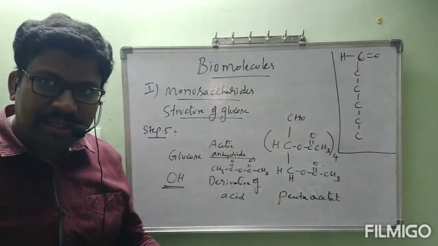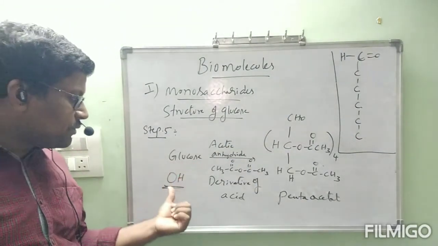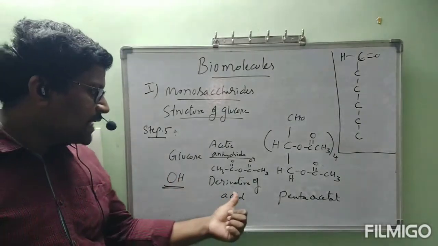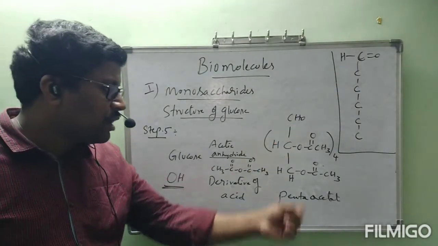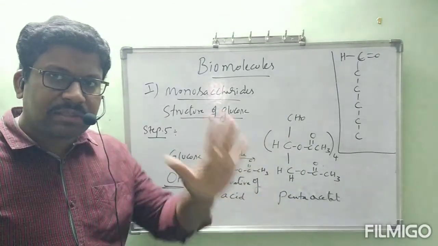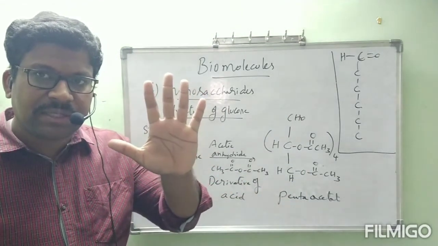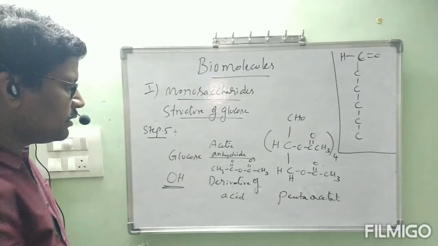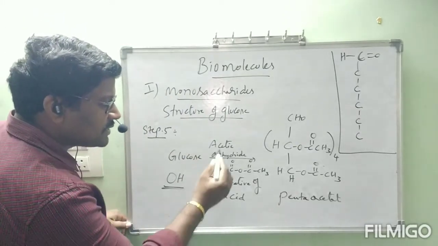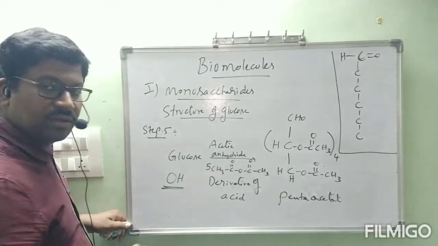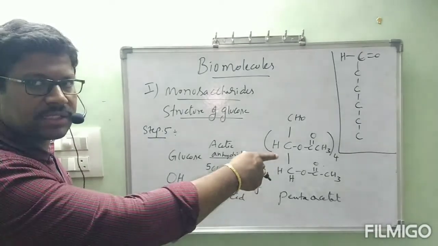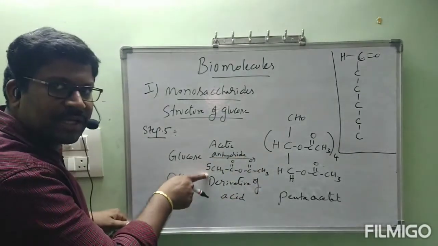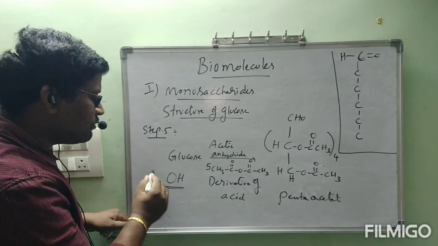This is only happening here. Now glucose OH is there, reacts with derivative of acid. We got how many acetate groups? 5 acetate groups. What is the meaning of that? This derivative of acid, that is acetic anhydride, 5 moles should react. Then only we will get pentaacetate. To react 5 moles, definitely glucose contains how many OH groups?